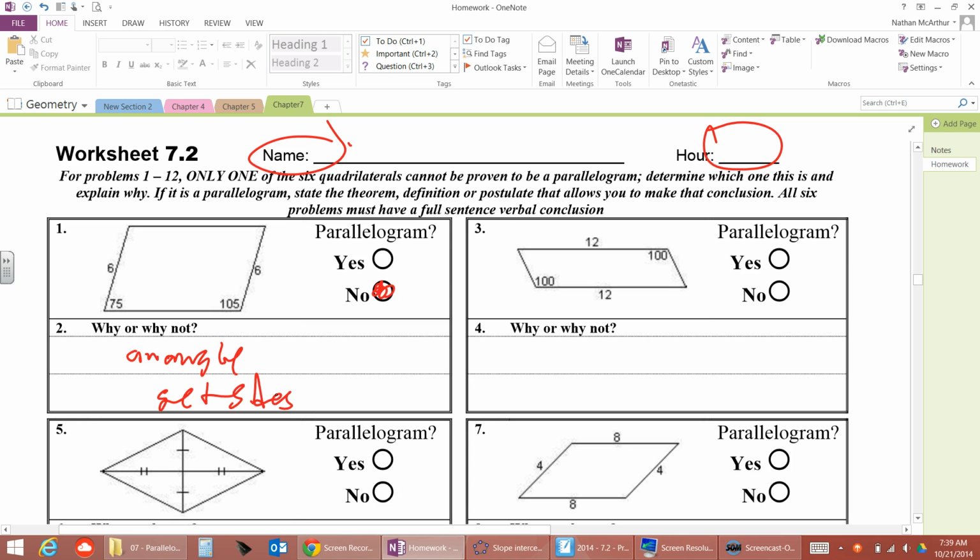All right, again, here I've got opposite angles, but I don't have both sets of opposite angles. Okay, and then I've got opposite sides, but I don't have both sets of opposite sides. So I would still say no. And I would say same thing. I'm missing an angle, or I'm missing a side.